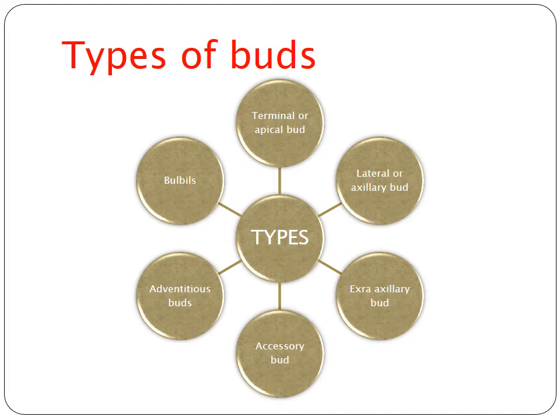Another one is vegetative bud or floral or reproductive bud. Here, six types of bud are there. One is terminal bud or apical bud. These buds are present at the apex of the main stem and at the tip of the branches.